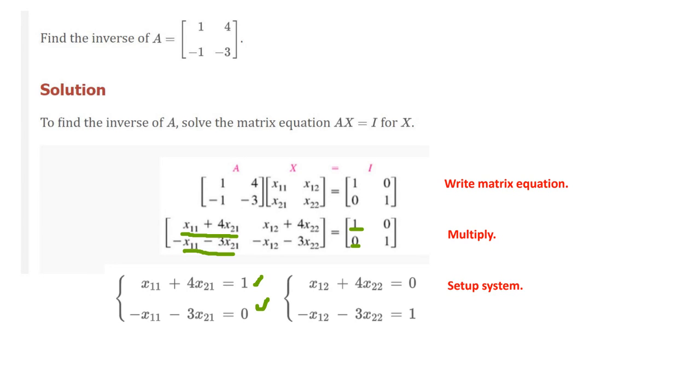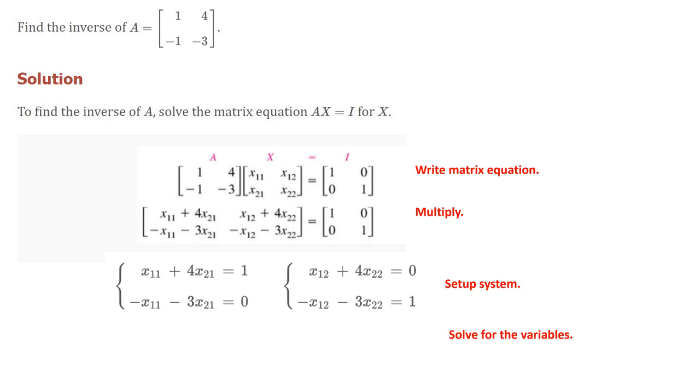And then the next system is going to be the next column, which is x12 plus 4x12, and we set it equal to 0. And then the last number here is -x12 minus 3x22, and we're going to set it equal to 1. Okay, so what we created here is a system. Well, now with the system, we can solve using any method we want.